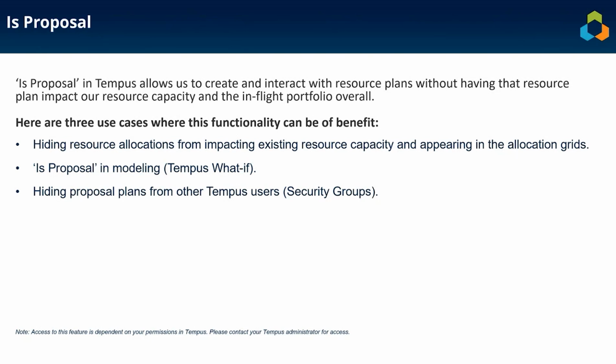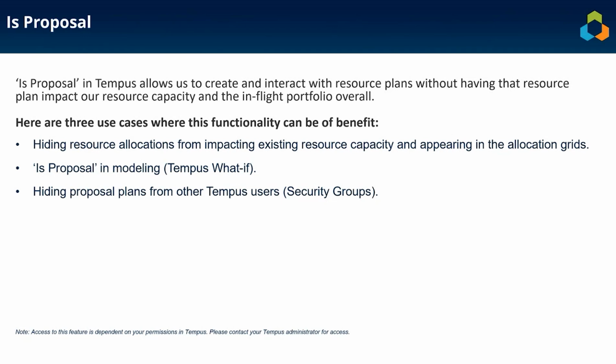In this video, we'll look at the is proposal functionality. This is going to allow us to tell Tempus that a project or a group of projects is a proposal so that we can enter our resource allocations and go through analysis, including scenario planning, where those resource allocations are not going to be applied to our live resource capacity or even appear in the allocation grids.